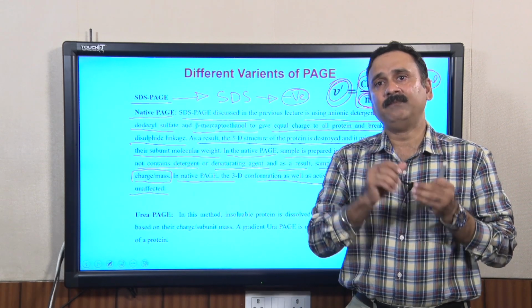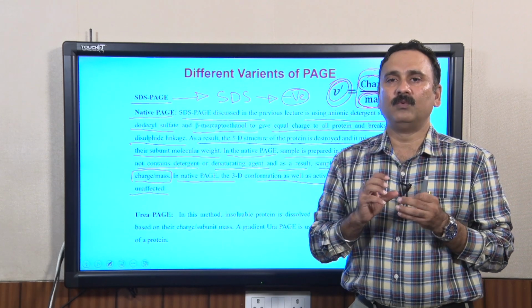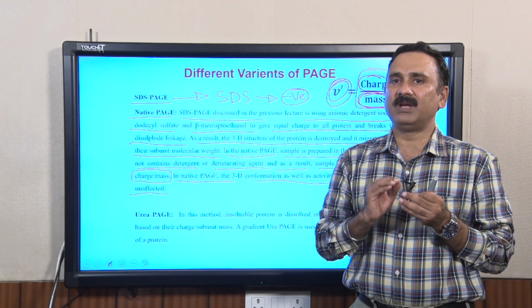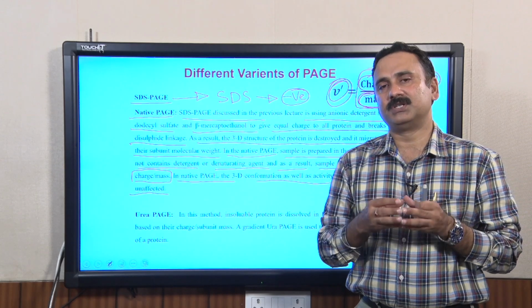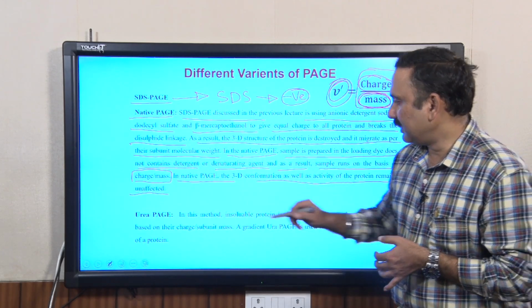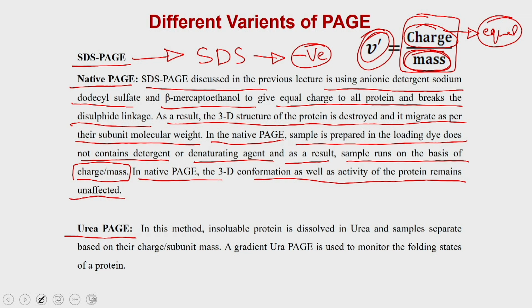So, if you modulate the conditions, you could answer whether the protein is maintaining the native conditions or not. The other variant is the urea PAGE. In this method, the insoluble protein is dissolved in urea and the sample is separated based on their charge by mass ratio. A gradient of urea is used to monitor the folding state of a protein.